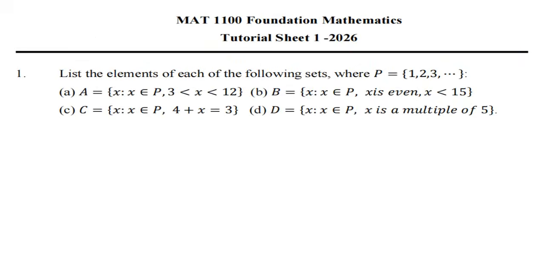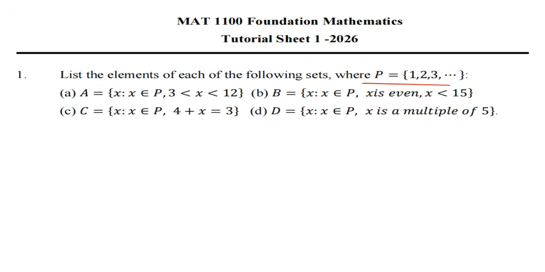So let's start with the first question. We are told to list the elements of each of the following sets. We've been given P: 1, 2, 3, and the list goes on. Then A is that, B is that, C and D are that. So we are listing the elements of each of the following sets. Let's start with the first one.